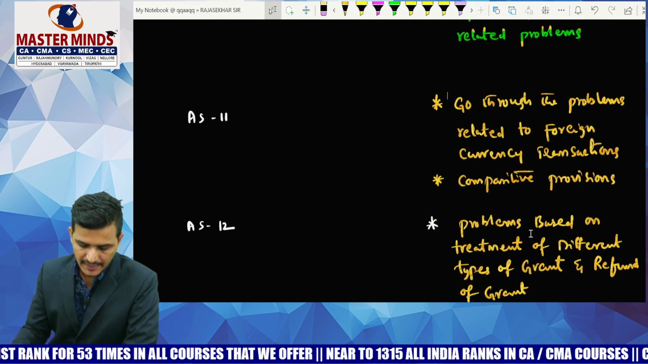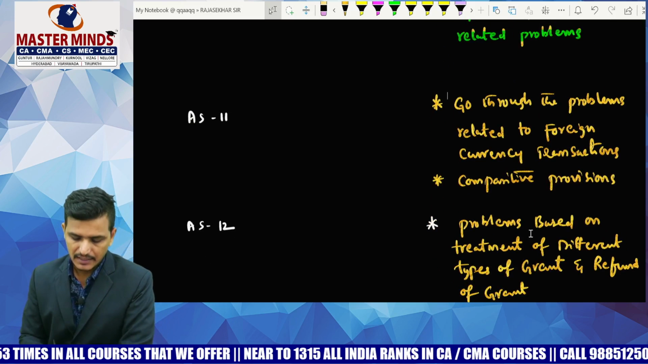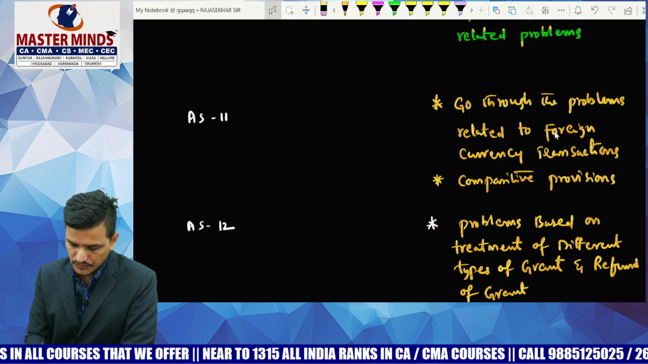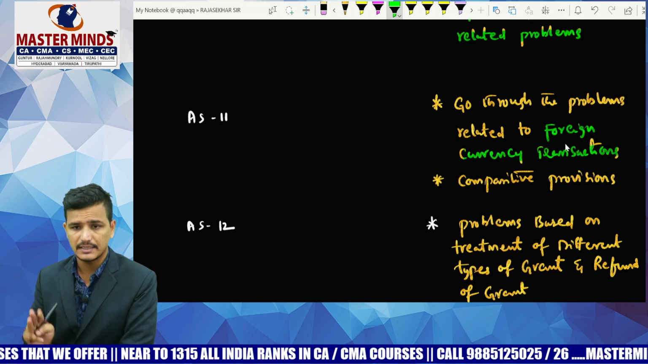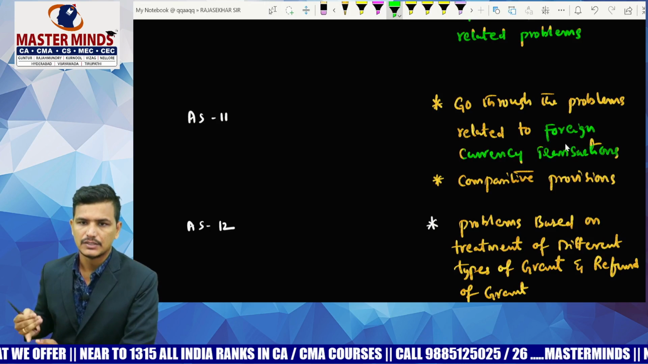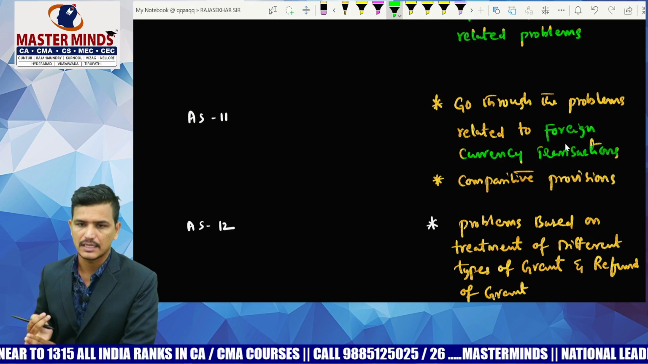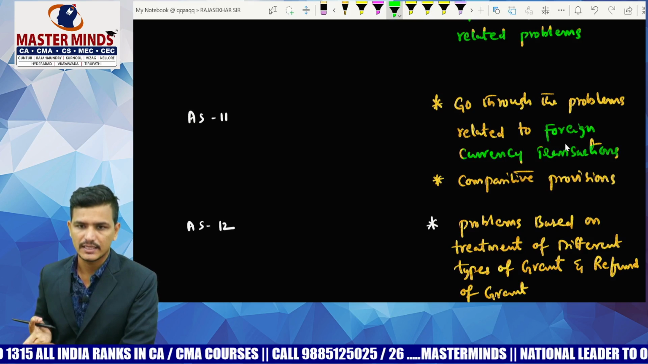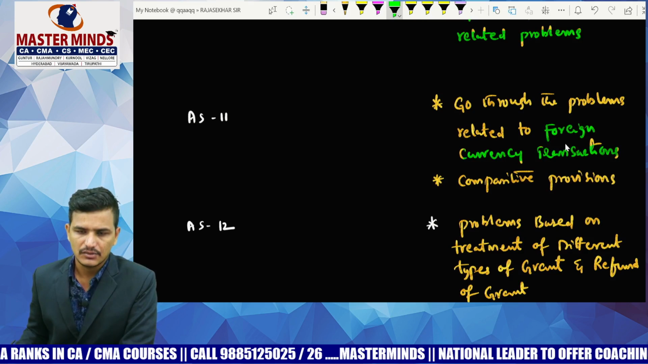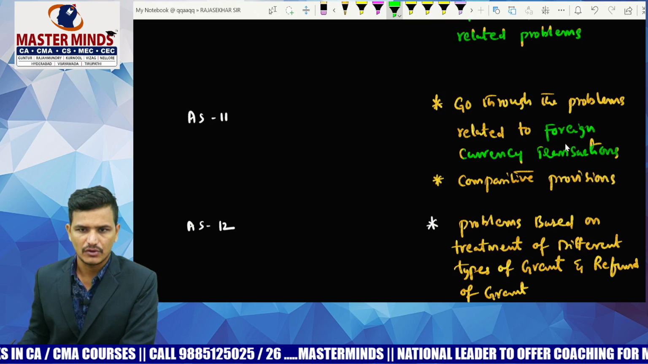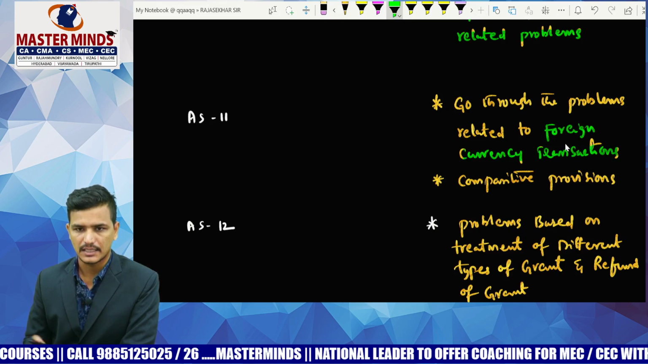Next, coming to AS11. What areas should we cover in AS11? First go through the foreign currency transactions. Actually three areas are covered under AS11: translation of foreign currency transactions, translation of foreign operation, and forward exchange contracts. You can simply ignore the forward exchange contracts and accounting for translation of foreign operation. Just go through the problems based on foreign currency transactions.